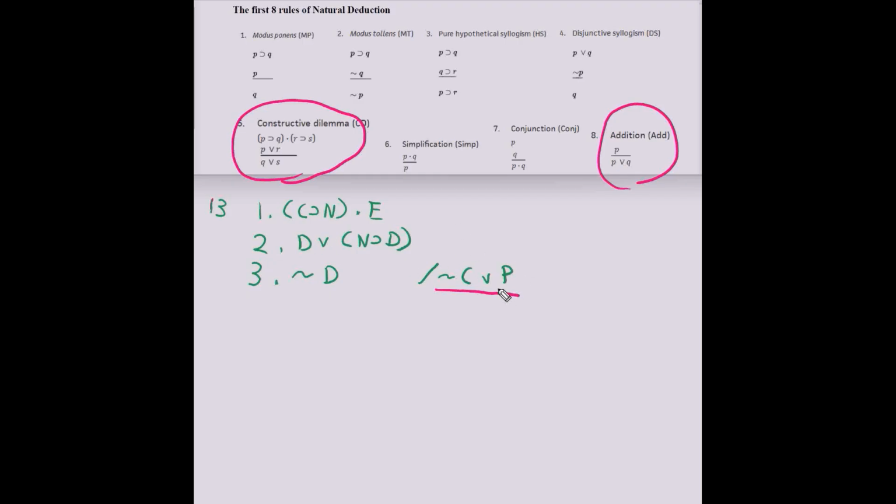But look at the fact that P doesn't even exist over here. If that's true, I know I'm not using constructive dilemma as my primary strategy. It might be in there somewhere, but it's going to be addition, because I have to get a sentence letter that's not even over here. And addition is the only thing that allows me to add a sentence letter. I'm going to have to add P.